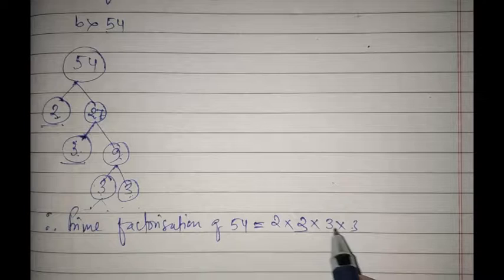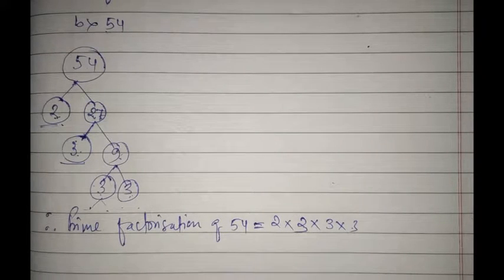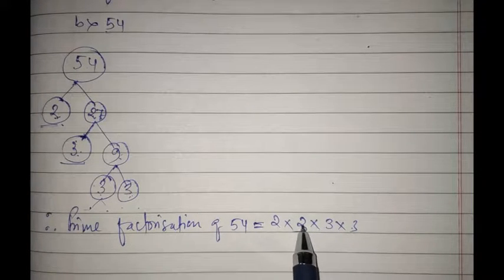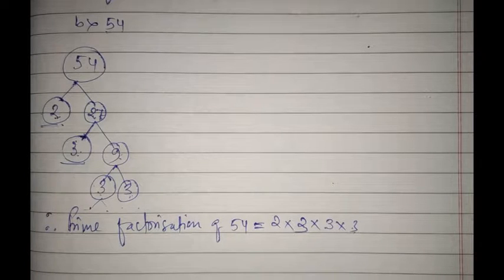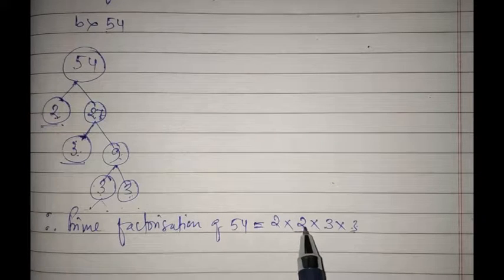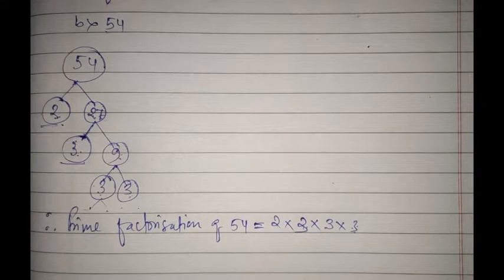Now you can cross-check and verify whether you have got the correct factors by multiplying them. 2 3s are 6, 6 3s are 18, 18 into 3 is 54. So 3 3s are 9, 9 2s are 18, 18 3s is 54 again. Also 27 into 2 is 54. So this is the way to find the prime factorization using a factor tree.